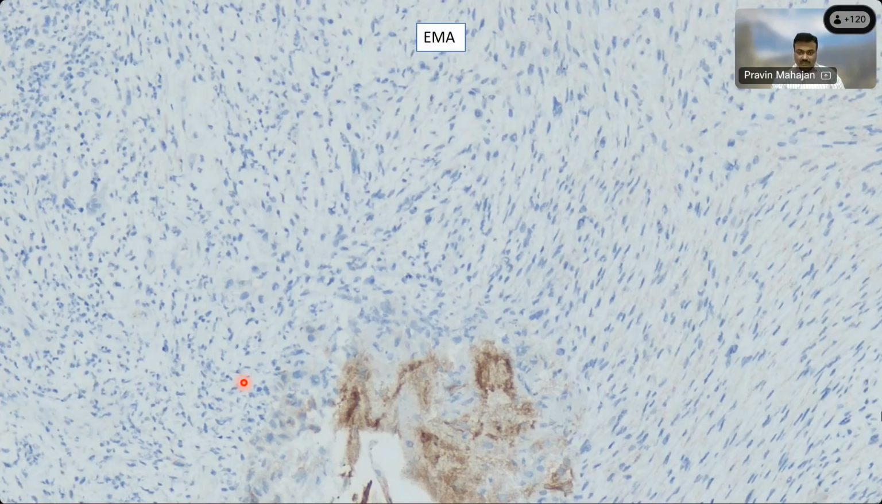So let's say you're thinking about anything which is epithelial, but it is only EMA positive and CK negative. That doesn't mean it is an epithelial tumor or a tumor showing epithelial differentiation. So CK has to be positive, although there will be exceptions to this rule. But by and large, when we want to prove that a tumor has epithelial differentiation, it should have CK expression along with EMA. If it has only EMA and not CK, then you have to think and rule out other possibilities, tumors which do not have epithelial differentiation.